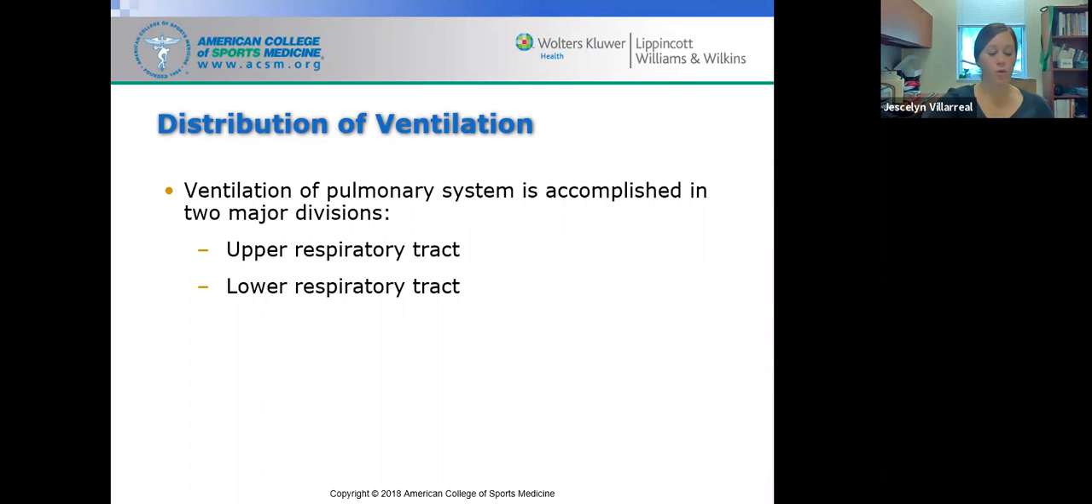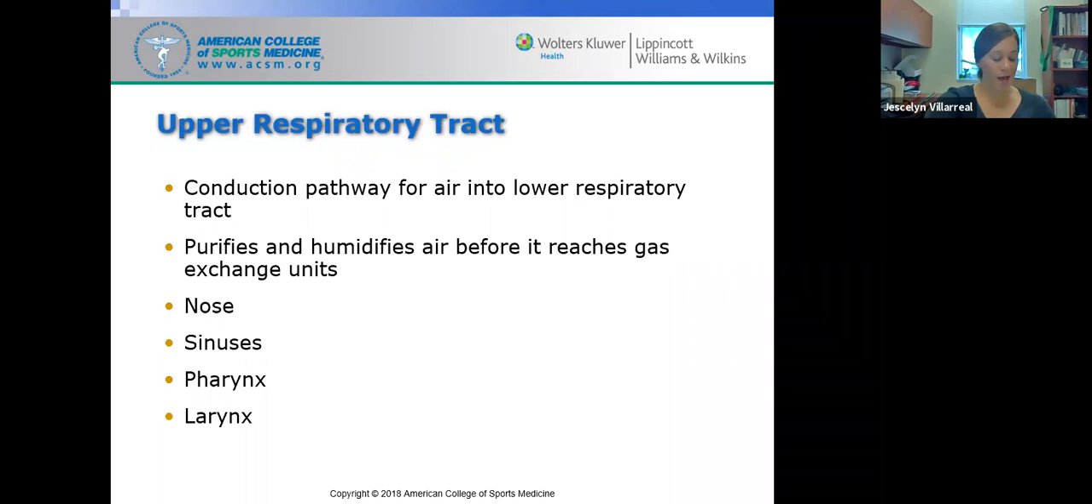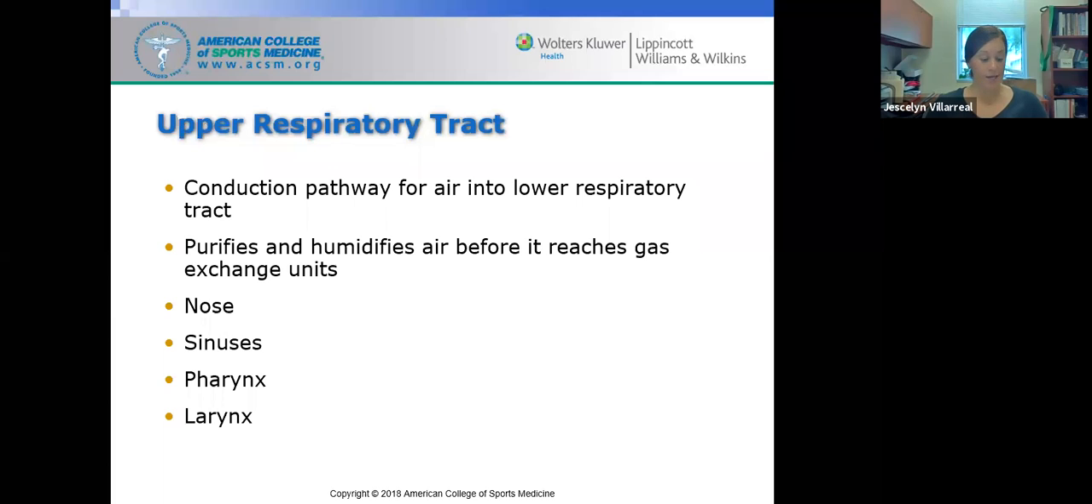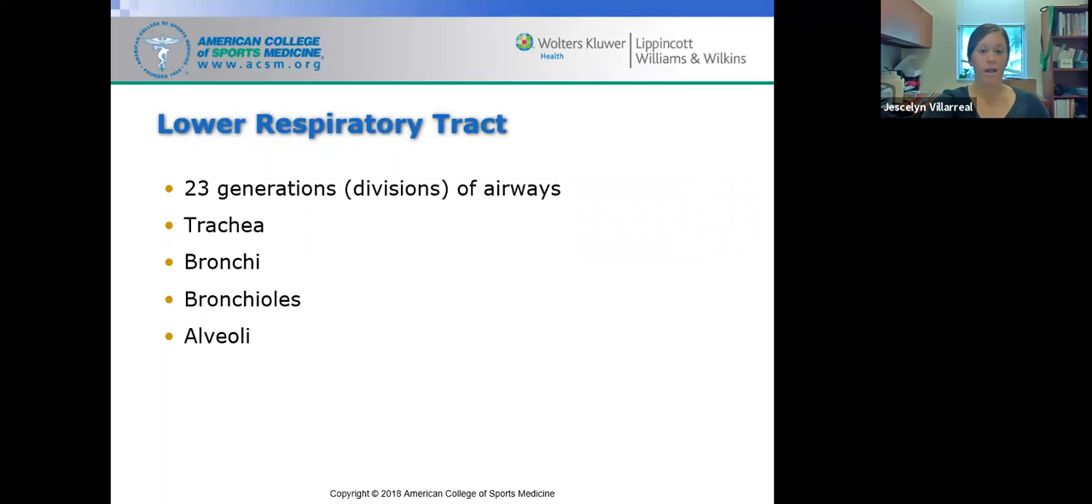All right, page 141 illustrates this distribution of ventilation. You have an upper and lower respiratory tract. The upper tract is the conduction pathway for air into the lower tract. It's going to purify and humidify air before it reaches gas exchange units. It's composed of those four areas. Lower tract, you have 23 generations or divisions of airways, and it's controlled of those four areas.